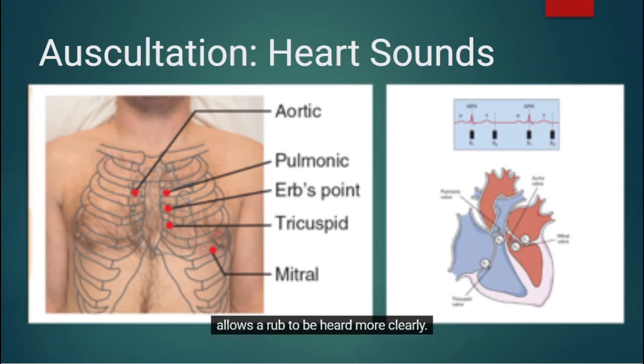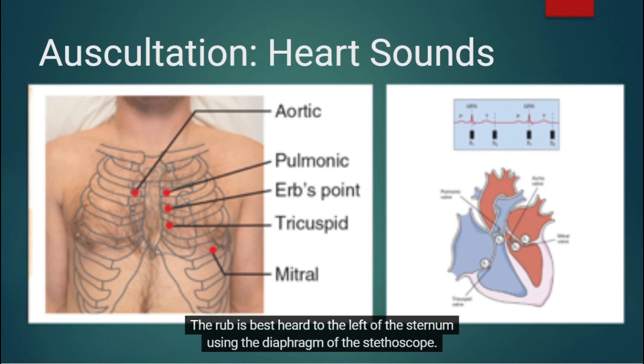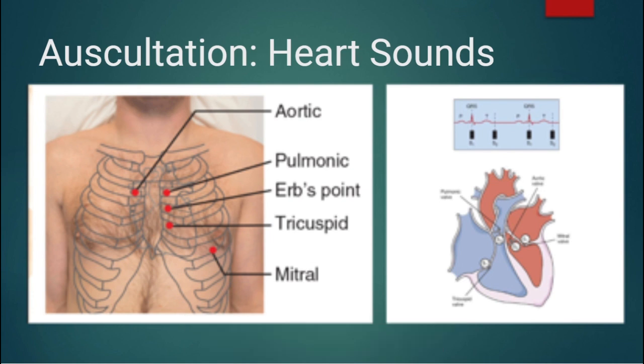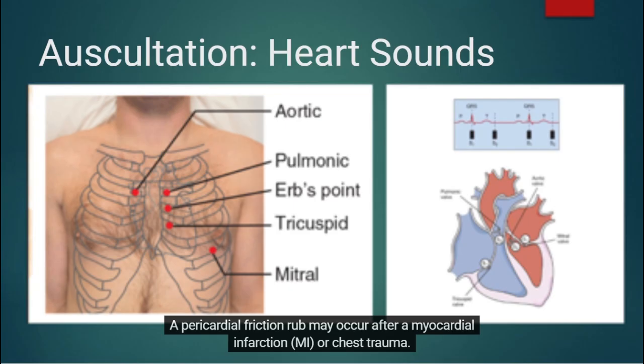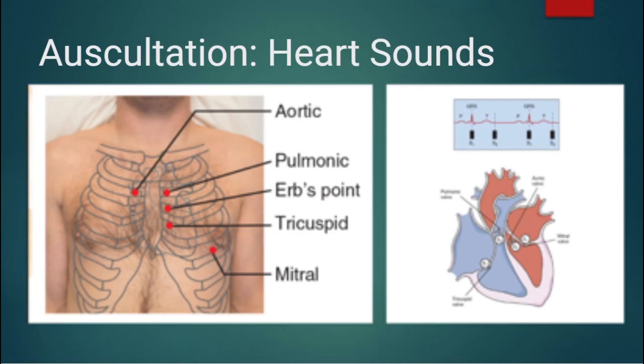Having the patient sit and lean forward allows a rub to be heard more clearly. The rub is best heard to the left of the sternum using the diaphragm of the stethoscope. A pericardial friction rub may occur after a myocardial infarction, MI, or chest trauma.